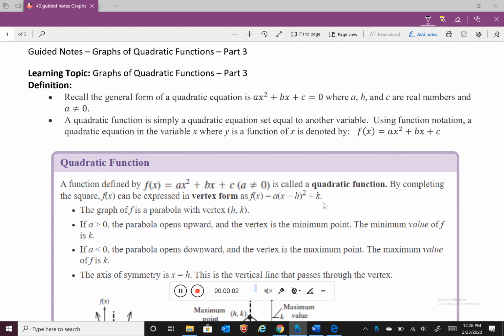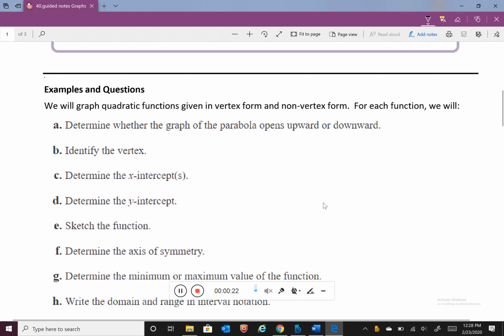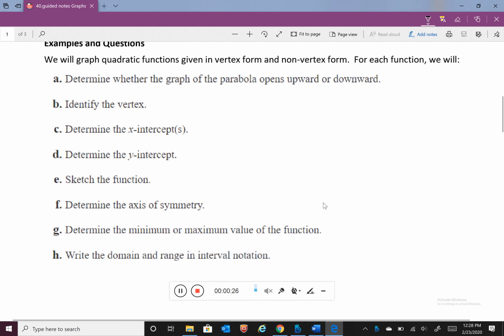We're going to continue our discussion of graphs of quadratic functions, but for this video we will actually be graphing our quadratic functions and identifying all of the required pieces. So we will graph quadratic functions given in both vertex form and non-vertex form, and for each function we will determine whether the graph of the parabola opens upward or downward. Remember, it will open upward if a is greater than 0 and downward if a is less than 0.